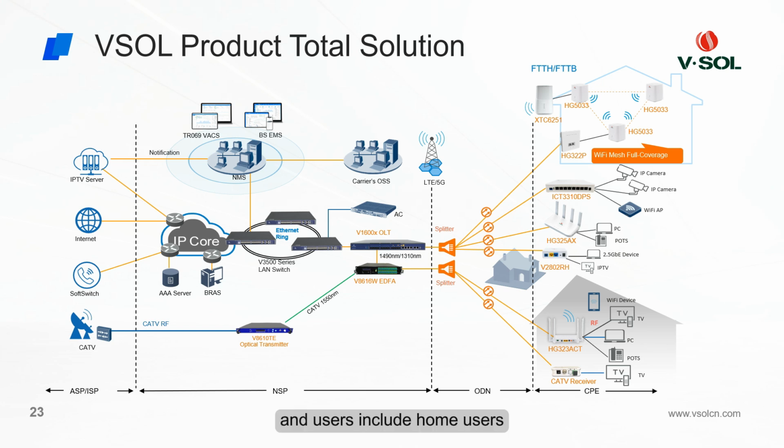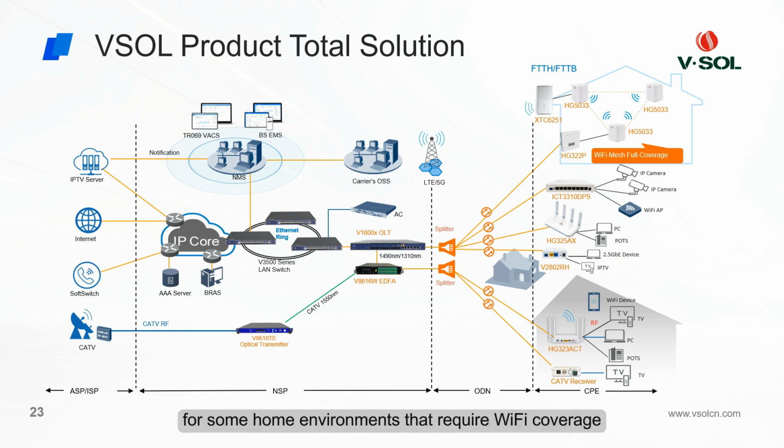End users include home users, who can receive Internet services and perform IPTV multicast services using the HG323ACTONU. They can also open Wi-Fi to provide network access to wireless devices, whether it's computers, televisions, or mobile phones. Some televisions also play scenes through the CATV interface.